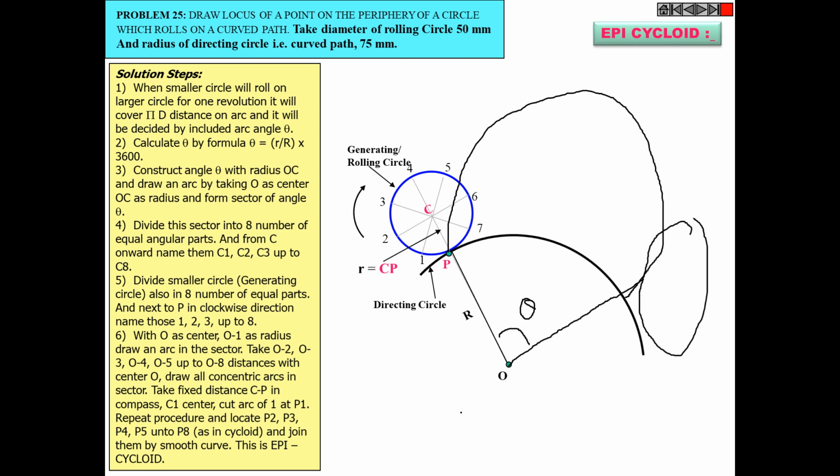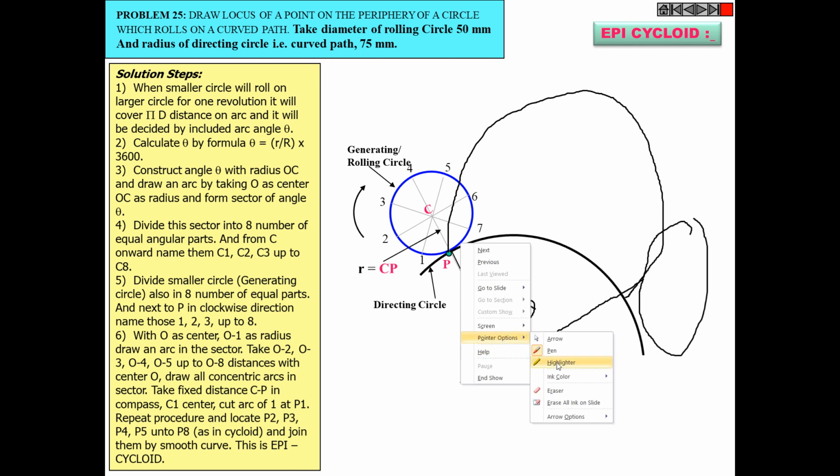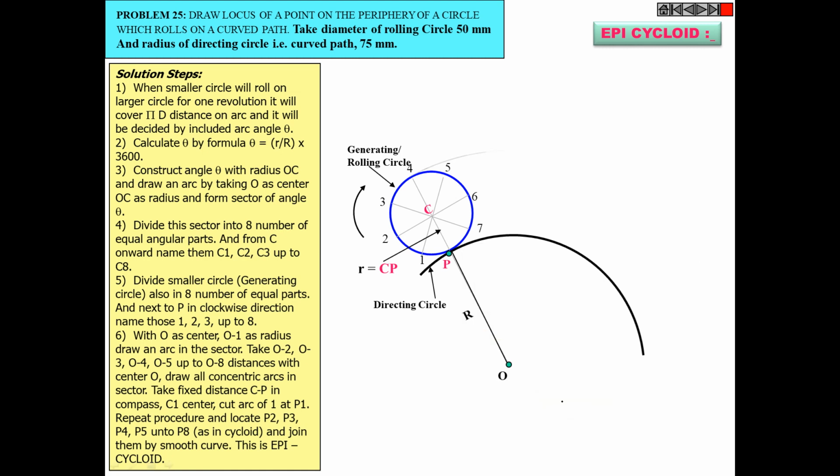Theta I know it is what? Small r by capital R into 360 degree, or small d by capital D into 360 degree. So let us evaluate firstly what is my theta. So this theta is small r by capital R into 360. So small r is my 25 mm, divided by capital R which is 75 mm. 25 divided by 75 into 360 degree. Please calculate it and tell me what value of theta you are getting. 120 degree.